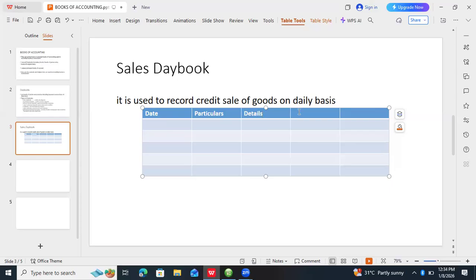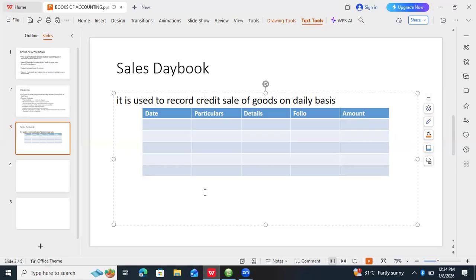So we have date, particulars, details, folio, and I want to believe you know of this word folio, and then you have the last column, which is amount. So either your sales day book, purchase day book, return inwards day book, or return outwards day book has these columns, right? Okay, let me speak about the folio. Now the folio is more or less like a reference column. It tells you where you can find the transaction in the ledger.